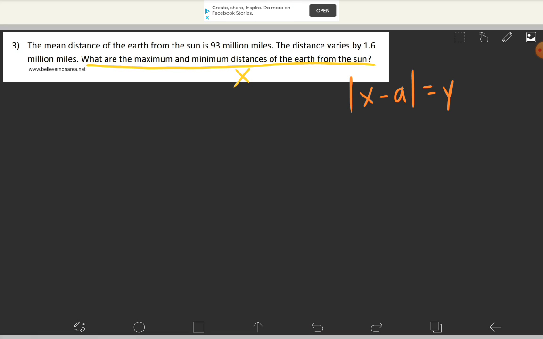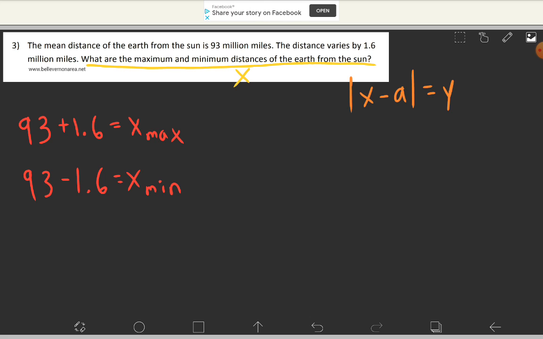So say our mean is 93 million miles, and the distance varies by 1.6. So if we add 1.6 to 93 million, that would equal the maximum amount of miles. And if we subtracted 1.6 from 93, that would be our minimum amount of miles.